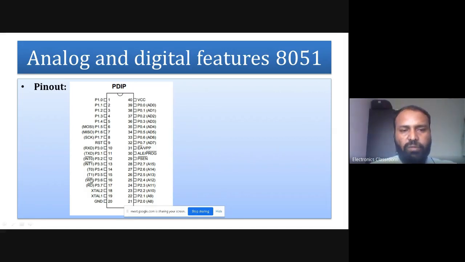So these are the alternate functions of port 3, and those functions are used in that particular application only. You may have a question: how will port 3 understand whether it is going to be used as a normal IO pin or as an alternate function? For example, is port 3.0, pin number 10, used as simple port 3.0, or as the RxD pin?